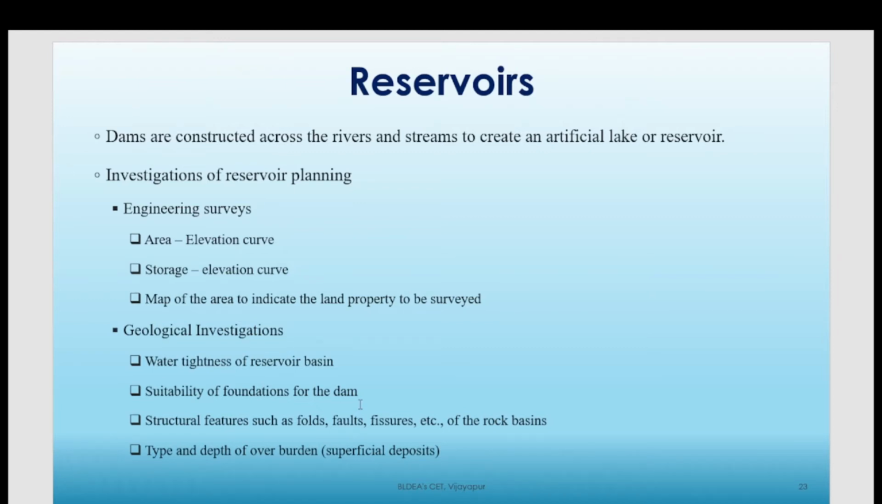So the type and depth of overburden or superficial deposits, whatever deposits of soils have taken place, we need to study all of that. We need to understand the layers of the soils that are situated, so that will give you an idea of how tight the water is. So these are some of the basic geological investigations.